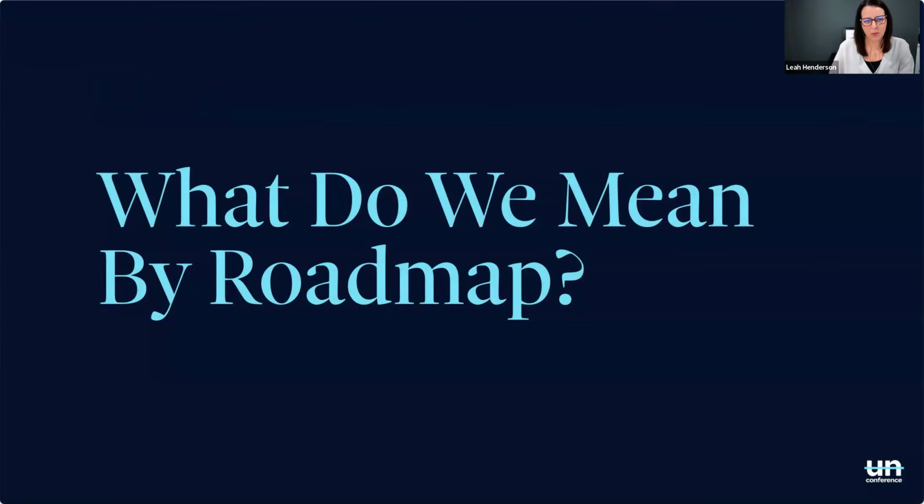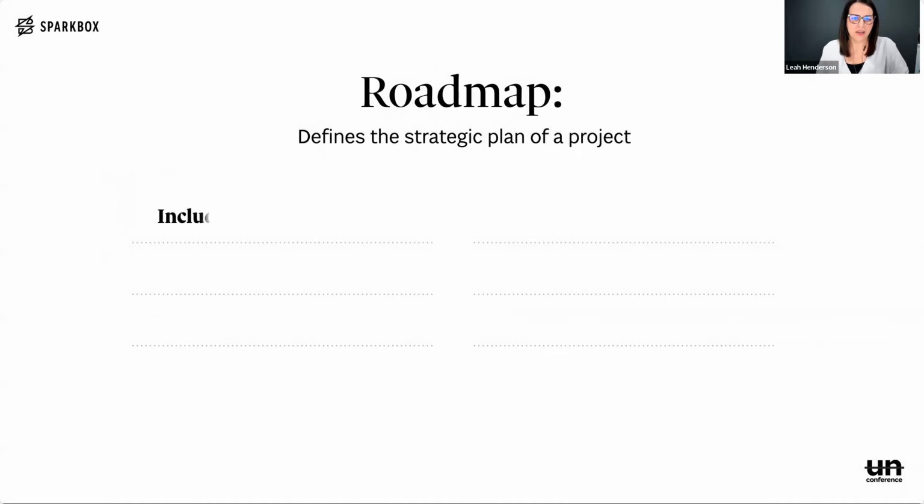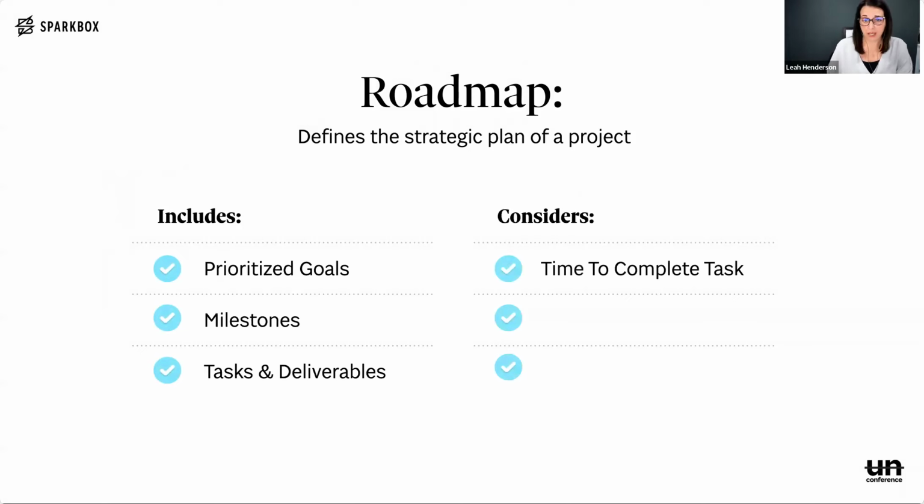First, let's establish what we mean by roadmap. A roadmap defines the strategic plan, including prioritized goals, milestones, and tasks and deliverables. But we also have considerations that we need to include, such as time to complete the task, team size, and even calendar timing. This roadmap is commonly graphically represented, showing what tasks will overlap and how long they are estimated to take. But they are not detailed like a Gantt chart, but a higher level overview. So think more like a 30,000-foot view of a plan for the overall MVP.